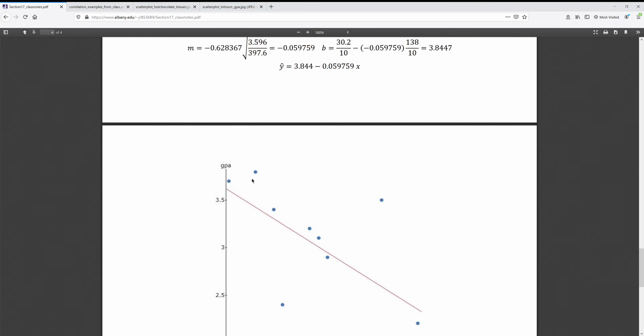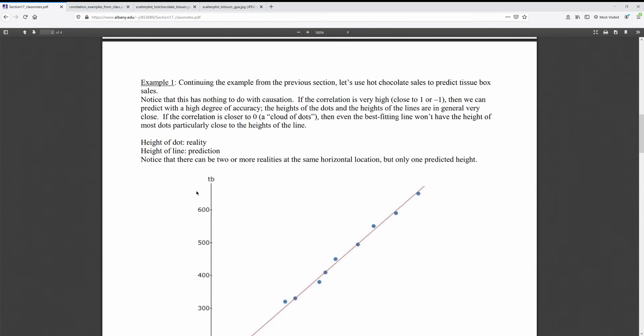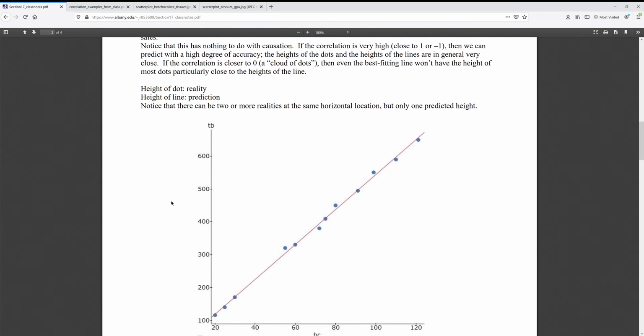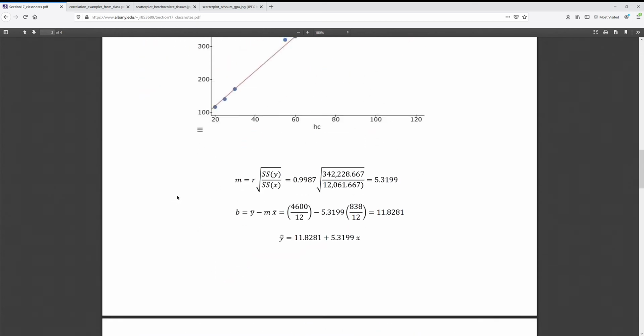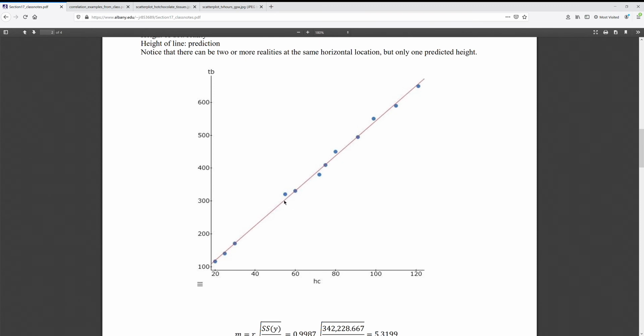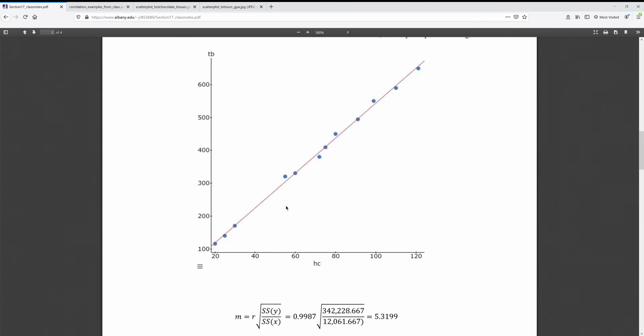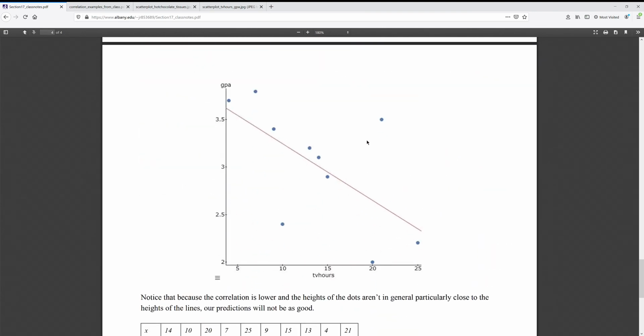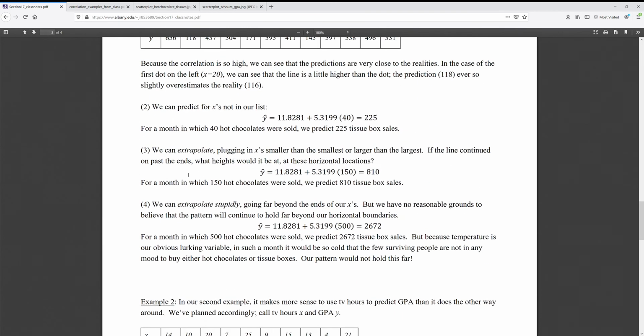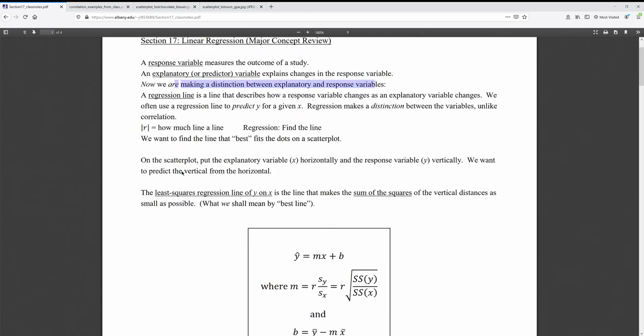So the realities, the blue dots, can be close to the red line, or they can be far away from it. That's just a consequence of how high correlation is. Correlation, remember, measures how lined up the dots are in the first place. You can always predict. How good the prediction is remains to be seen, but you can always predict. You can predict well. Or you can predict not so well. These dots are not that close to the line in all cases. So we'll talk about how valid the predictions are a bit later, but you can always predict.